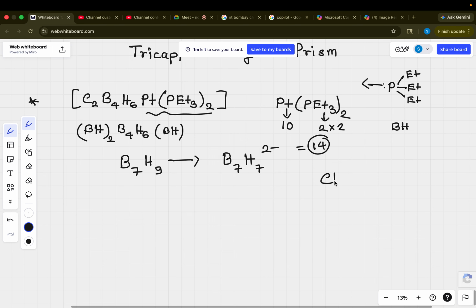So it is closo. Okay, closo. And if I talk about the shape, the n value you are getting is 7, so it will be pentagonal bipyramidal, PBP. Okay, good. Clear? Any doubt? Clear? Yes, sir. Okay.